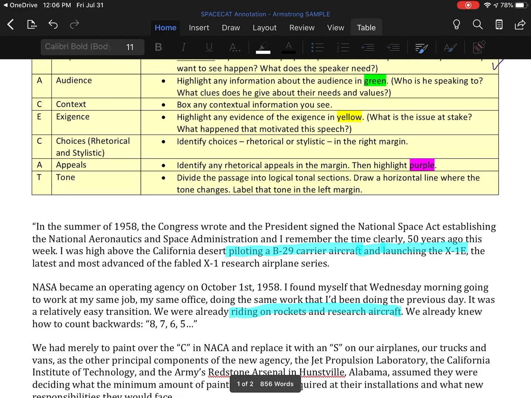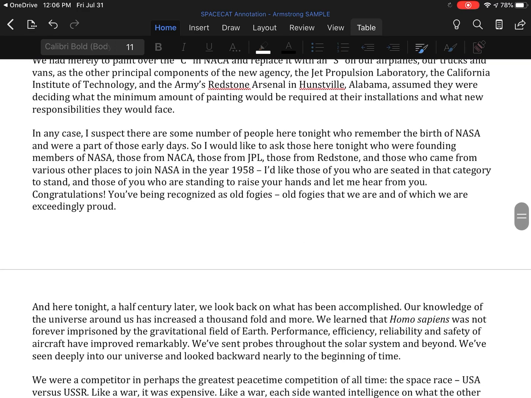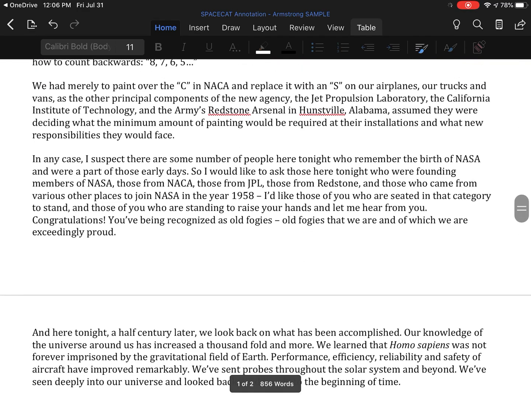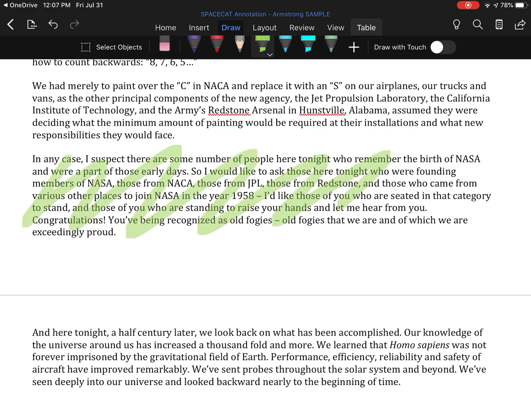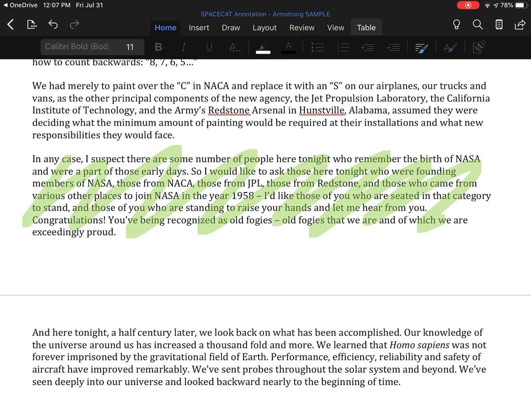Now, I've read this piece. So if I skip down, you'll notice in this paragraph where it says, in any case, I suspect there are some number of people here tonight who remember the birth of NASA, and he's asking those people to stand up and different things like that. That is definitely acknowledgement of audience, because he's kind of fleshing out who these people are, people who worked for NASA, those who worked for NACA, those who worked for JPL and for Redstone, and he's kind of listing specific subsections of the audience. That would definitely be something we would highlight for the audience part of a SPACECAT analysis.